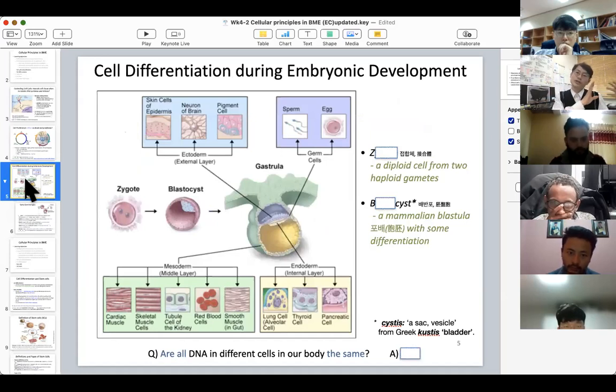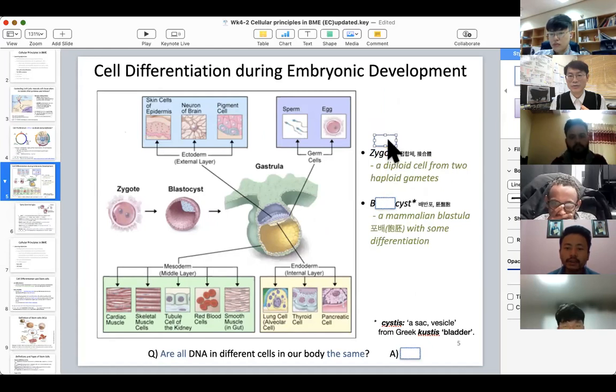Let's go back to differentiation during embryonic development before we talk about stem cells. So we have a diploid cell forming two haploid gametes, and that forms what we call a zygote.